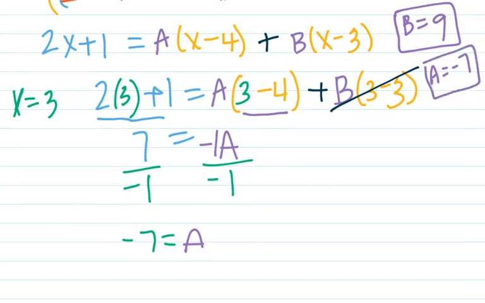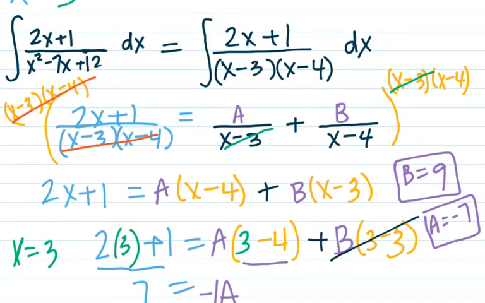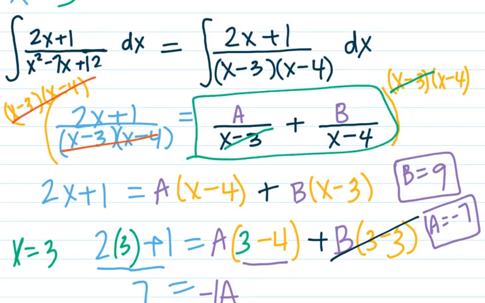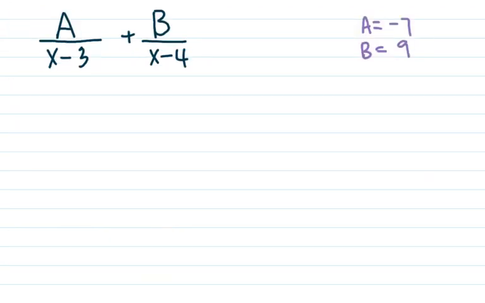Alright, so now I have a is equal to negative 7, and b is equal to 9. So now we're going to take those constants and plug them back into this expression here as an indefinite integral, and then we're going to solve. So let's go ahead and do that. Let's recall we have a over x minus 3 plus b over x minus 4, and a is negative 7 and b is 9.